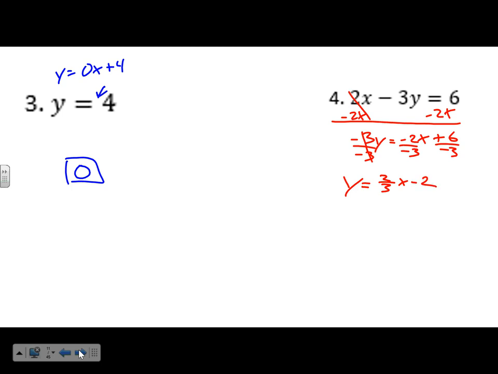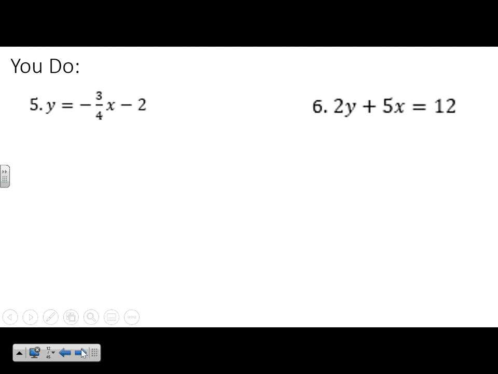Now, this is slope-intercept form, but that's not your answer yet. The answer is what is the slope? The slope is 2/3. So good. Again, go ahead and do these on your own. Hit pause, do them on your own, then hit play so you can check your answers.